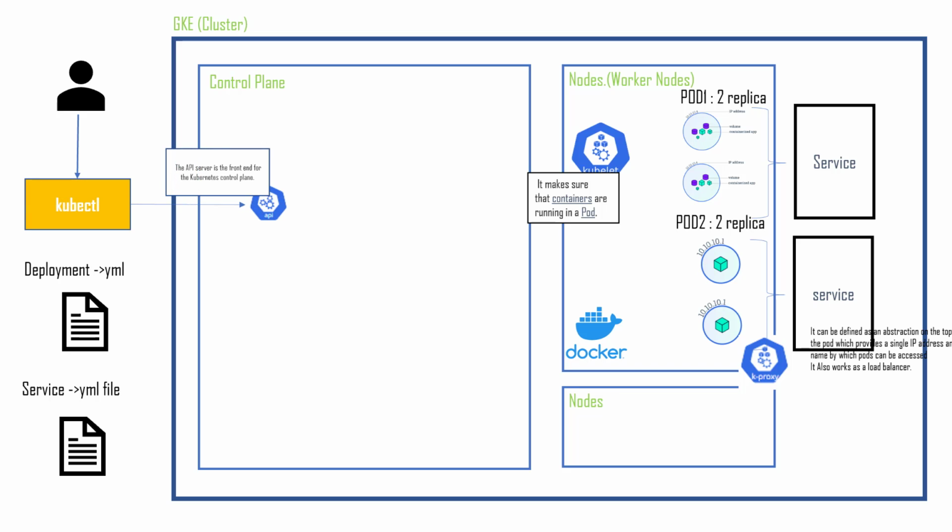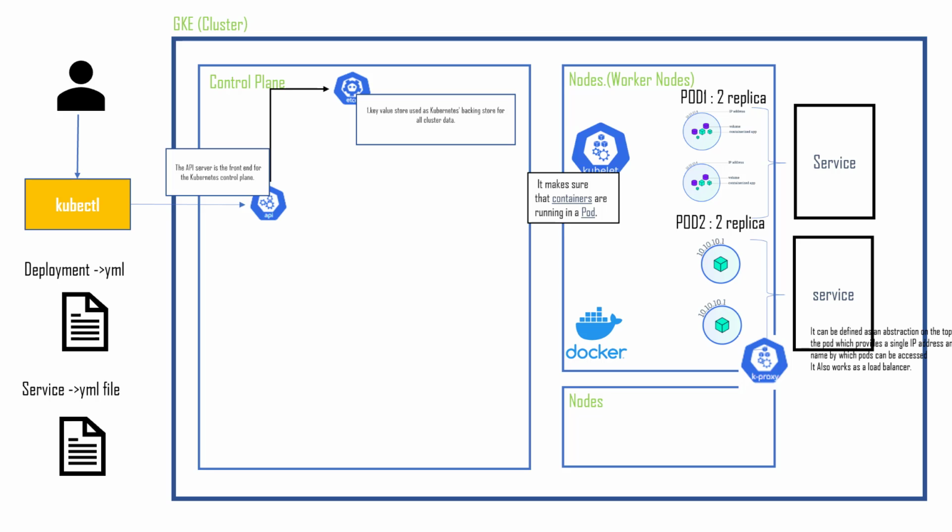The control plane consists of the API server. This is basically the front end for the Kubernetes control plane, and a user, through the kubectl command, calls the API server, and this API server forwards the request to the concerned party. The other component that makes up the control plane is the etcd.